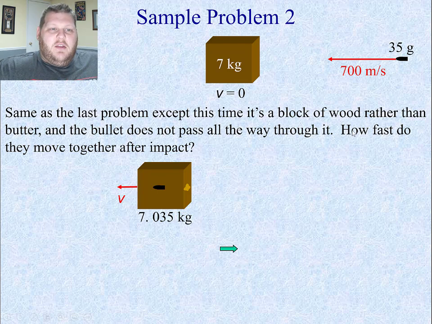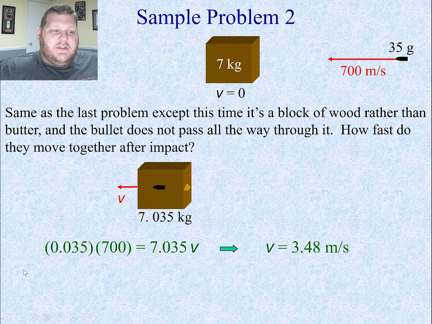The bullet doesn't pass all the way through it, but all the same variables. Still 35 grams for the bullet, 700 meters per second, 7 kilograms for the mass of the block, and that's sitting still. So we know beforehand it had a mass of 0.035 times 700. Right, that 24.5 was my initial momentum.